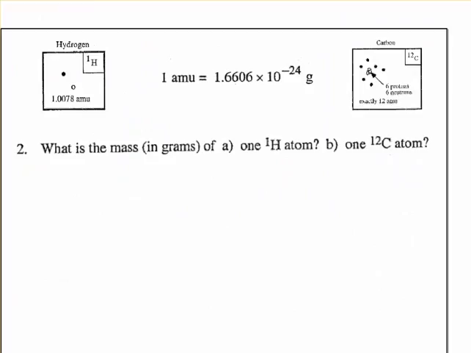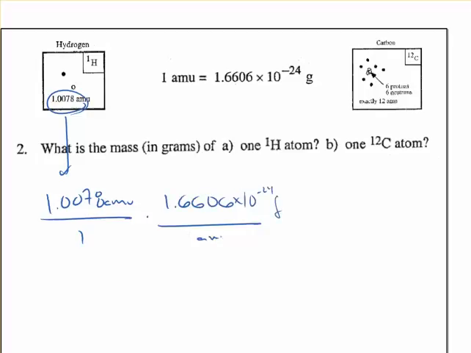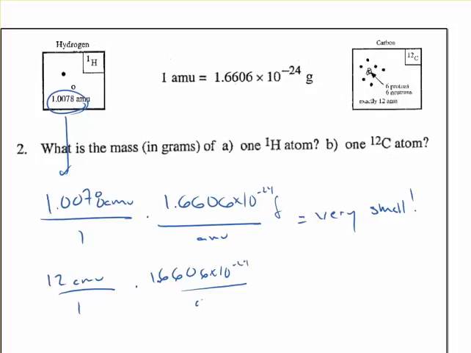I'm curious about the mass of one hydrogen atom and one carbon-12 atom in grams. To do that, we can set up a quick conversion. Hydrogen is 1.0078 AMUs, which if we convert to grams, is going to be very small. Likewise, carbon, which is 12 AMUs, if converted to grams, is going to be very, very small.